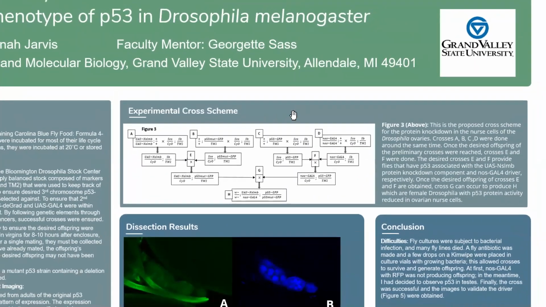So here is my experimental cross scheme. This was the proposed cross scheme of the entire project for protein knockdown in nurse cells of Drosophila. And the crosses A, B, C, and D are for the degradFP element, the mutant p53 GFP, and then the normal wild type p53 GFP, as well as the Gal4 driver. So here you can see we selected against scutoid for these offspring and against stubble for the p53 offspring, and then also again selected against scutoid for the Gal4 driver.